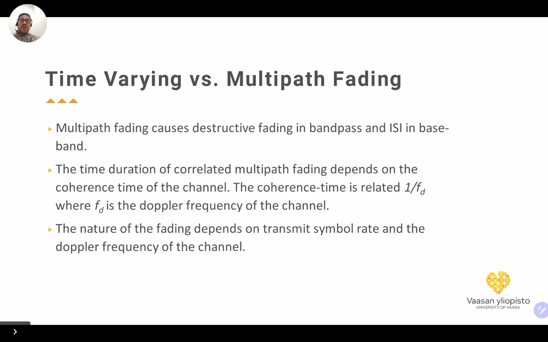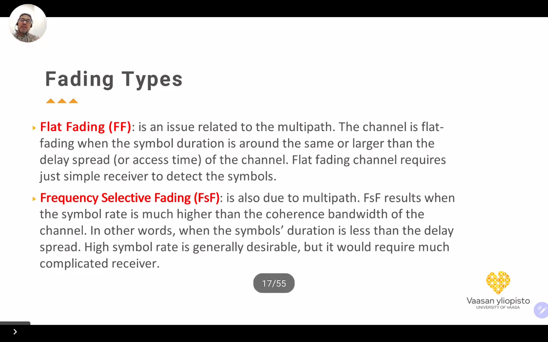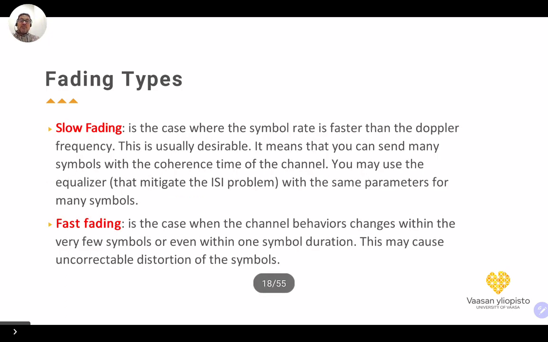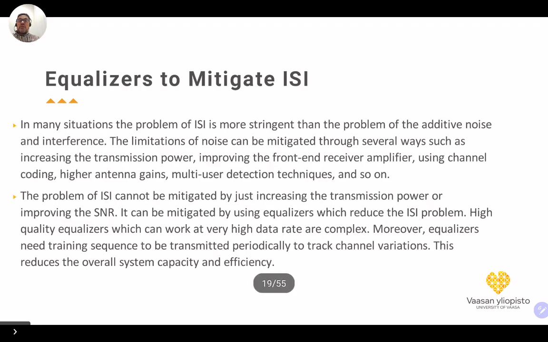Okay, we have now described the difference between time varying and multipath fading. Remember, these are the two major different kinds of fading. We have multipath fading, or the spreading in time, and also we have time varying, or the variance of time in the channel. They are not the same. And now we have described flat fading and frequency selective fading. You can find them on the slides to read more. Slow fading and fast fading, the difference between them.